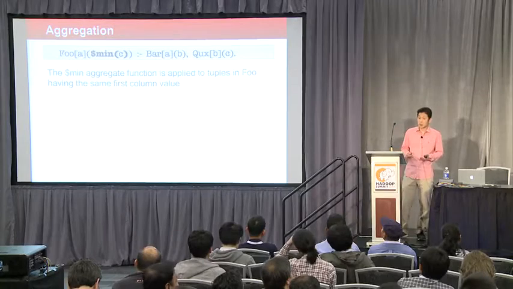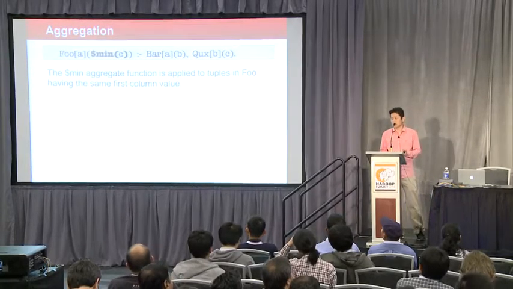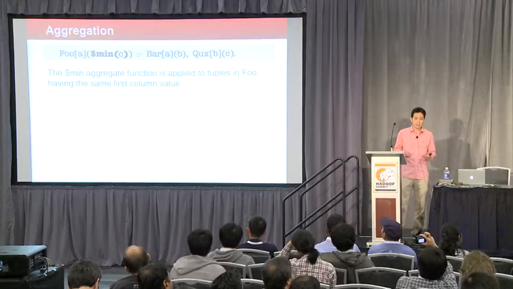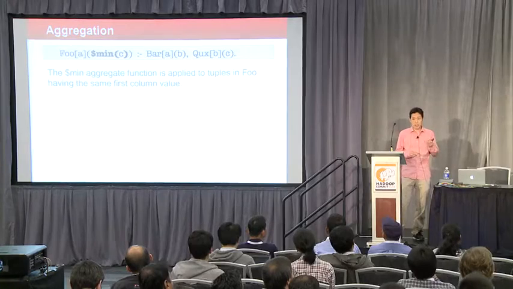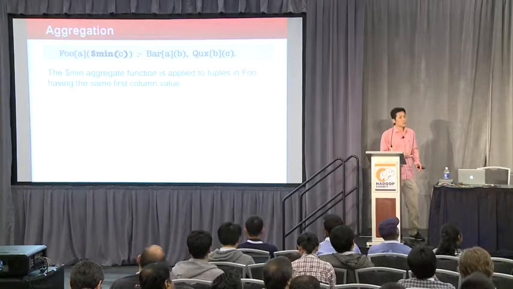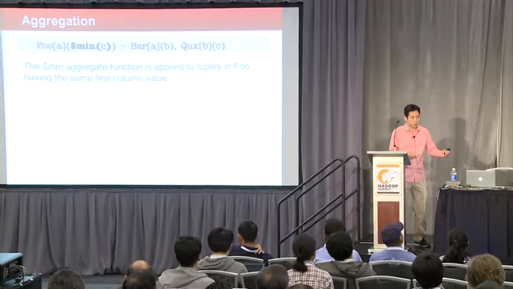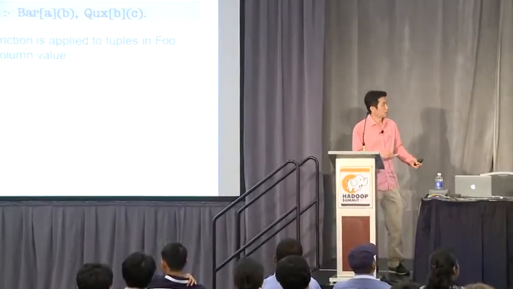So aggregation is very important in data analysis, so we support that in SociaLite. The way you apply aggregation is by having this aggregate function in the rule head. The semantics is that for the tuples in the food table, we first apply the group by operation, where we are grouping the tuples by the values of the columns before the aggregate function. In this case, we are grouping by the first column value, A. Then we apply this min aggregate function to the tuples in the same group, and we only keep the tuple whose second column value is minimum for each group.